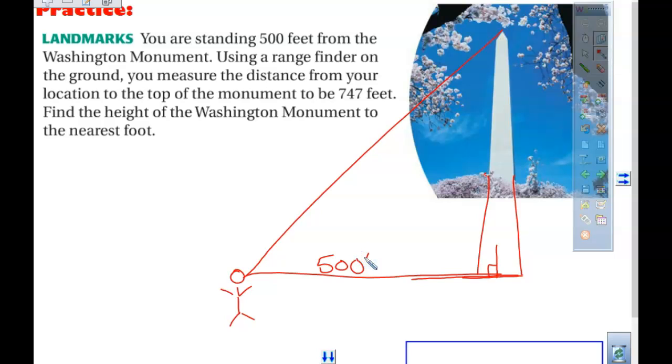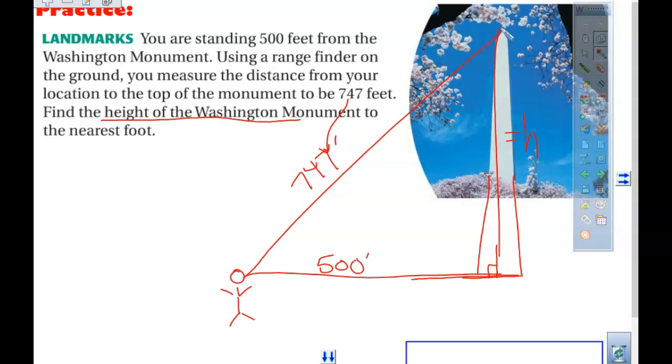What am I trying to find? Which one of these am I trying to find? Find the height of the Washington Monument. Isn't this what we know? Isn't this 747 feet? So if I'm trying to find the height, that's the H, that's this. That's my height, right? It's perpendicular to the base. So when you read the questions, you gotta think about what you're trying to find.